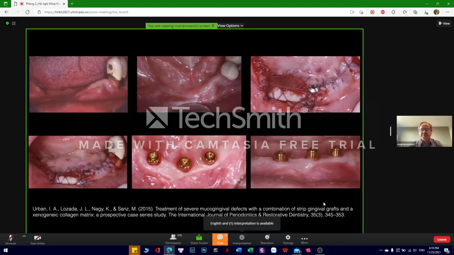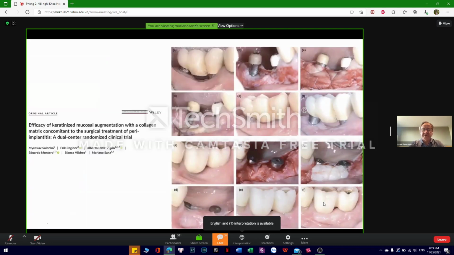This, of course, can be applied to defect areas in the maxilla, in the mandible, and like in this particular case, in many situations, large areas to cover, we may even combine free gingival grafts with collagen matrices in areas that are large and we don't have enough palate to harvest.